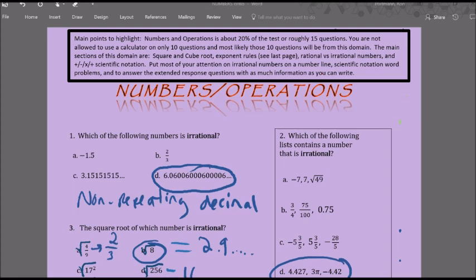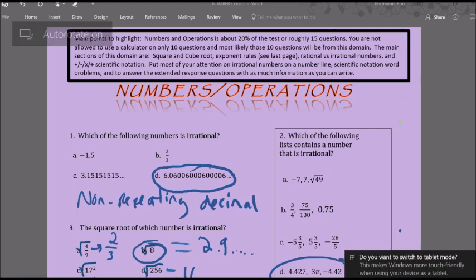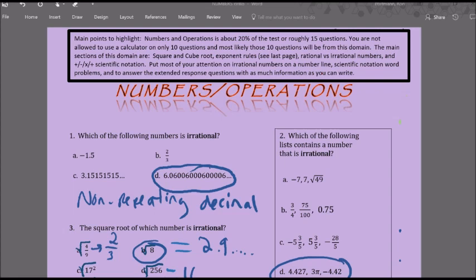Scientific notation word problems. You got to know how to add, subtract, multiply, and divide, and when it gives you a question, how you are going to answer it, depending on whether you're going to add, subtract, multiply, or divide. All right. Remember, it's going to be about 20 questions on your test. Not even 20. It's going to be about 15.